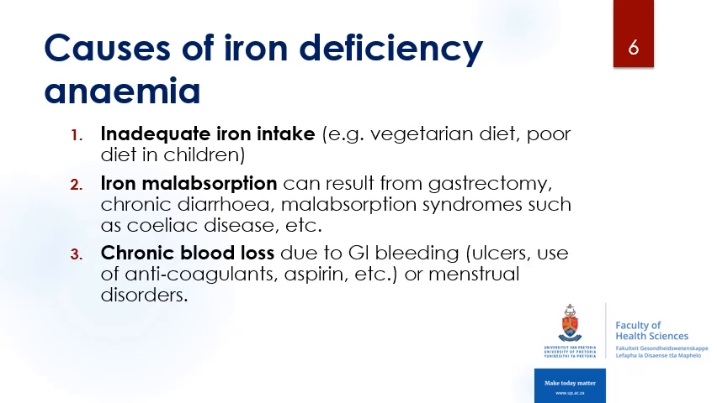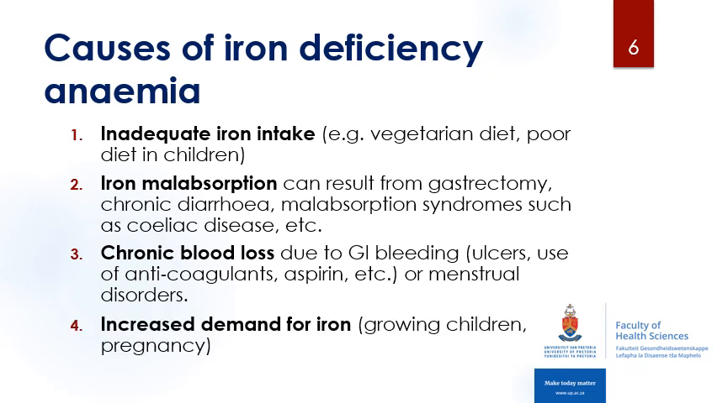Chronic blood loss is another cause of iron deficiency. So due to ulcers or menstrual disorders, this can lead to a decrease in blood in the body, which will then lead to a decrease of iron. And then if you have an increased demand for iron, this can happen in growing children or in pregnant women when they have an increased need for iron, and if they're not getting sufficient iron from their diet, then this can lead to iron deficiency.